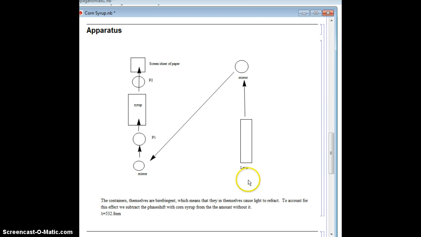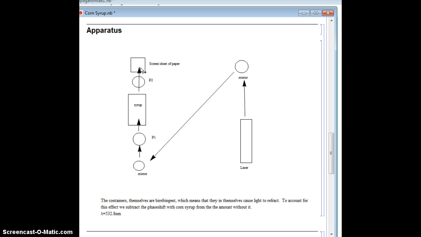That's the deal there. Our apparatus: we had a laser which we shot through the typical 2-mirror setup, through the first polarizer, horizontally polarized, I believe, and then through varying lengths of syrup, and then the second polarizer, which we adjusted until we had the greatest intensity of light on our screen. I believe actually it was a sheet of paper we used, and we just did that by the naked eye. The containers themselves are birefringent, and we learned that means they themselves cause light to refract. So there's some change just in the containers themselves.